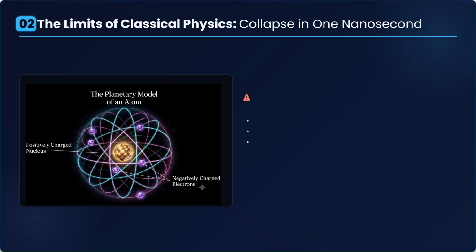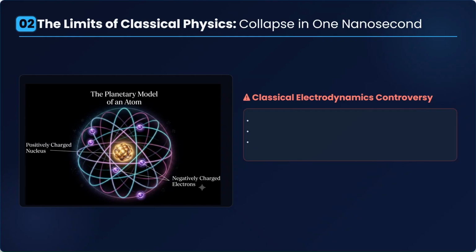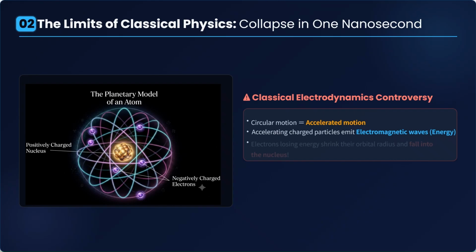In 1909, based on his experiments, Rutherford proposed a solar system-like model, a heavy nucleus at the center with electrons orbiting around it. Do you remember this? At first glance, this model looks perfect, right? But when you apply the rules of the physics engine back then, classical electromagnetism, disaster strikes. An electron moving in a circle is undergoing acceleration. Under classical electromagnetism, an accelerating charge must emit electromagnetic waves, light, and lose energy.